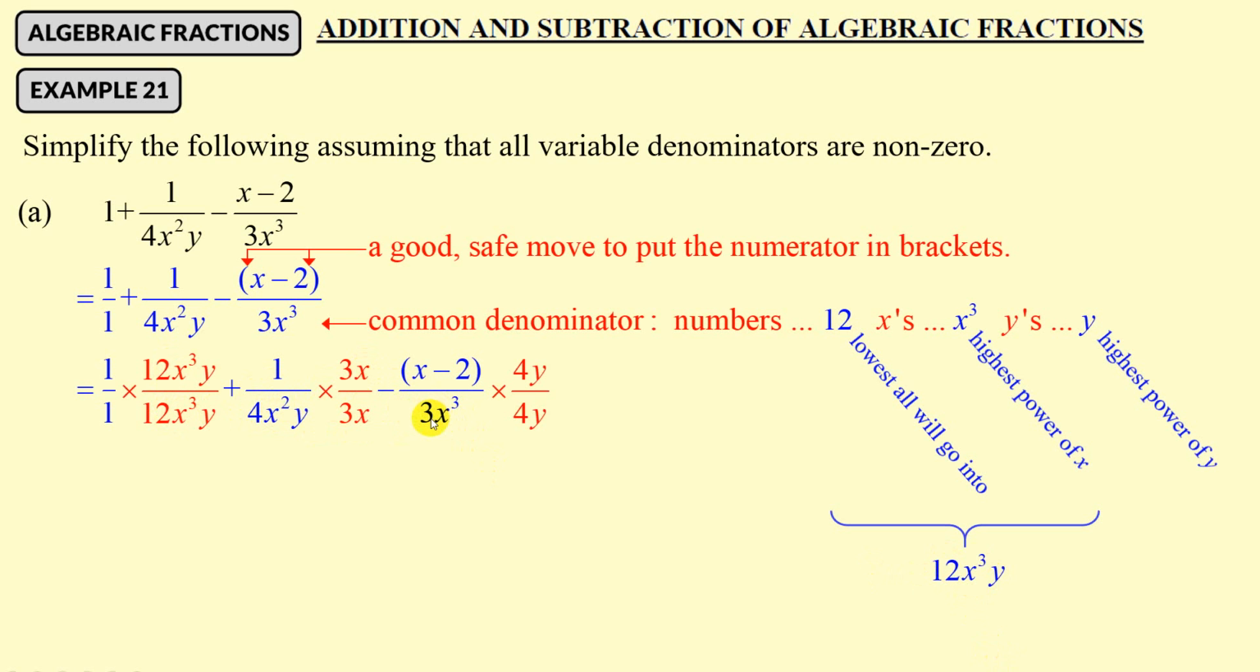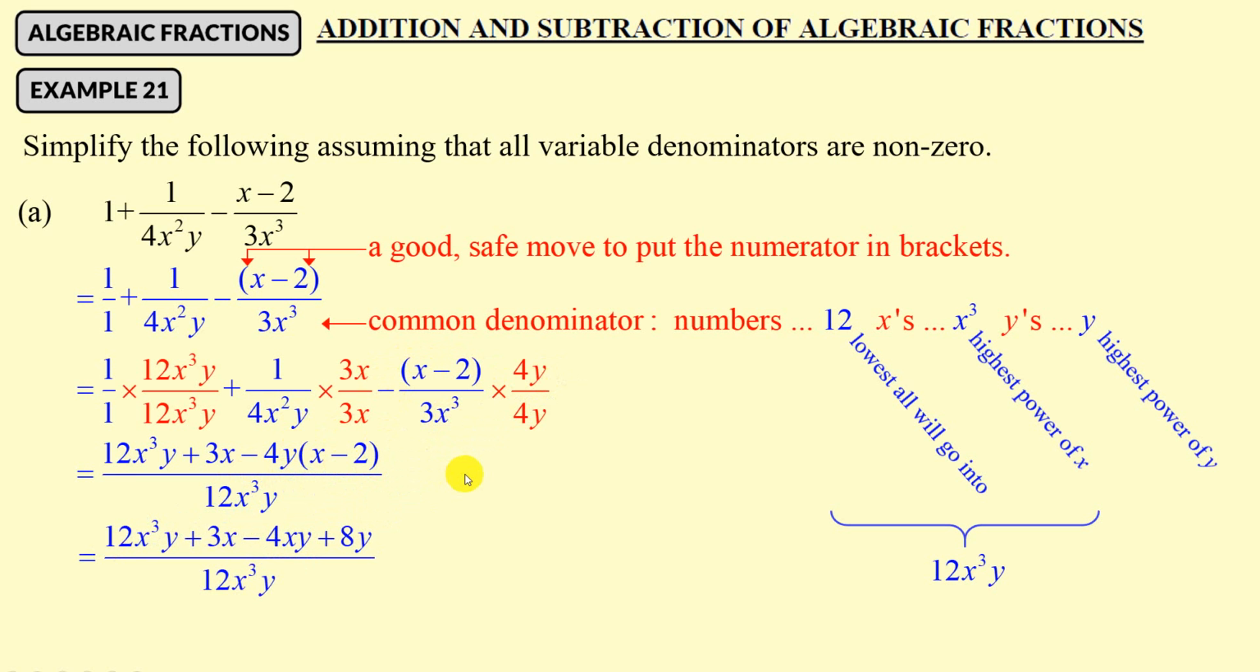This has to be multiplied by 4 to give us the 12, and a y to give us the y at the end there. So 4y over 4y, really multiplying by 1, and that gives us 1 times 12x cubed y is 12x cubed y. 1 times 3x is 3x. And then this one here, 4y times that, there it is there. Now here's where that bracket comes into use, because this sign is going to change. So when we multiply out, there is our final answer.